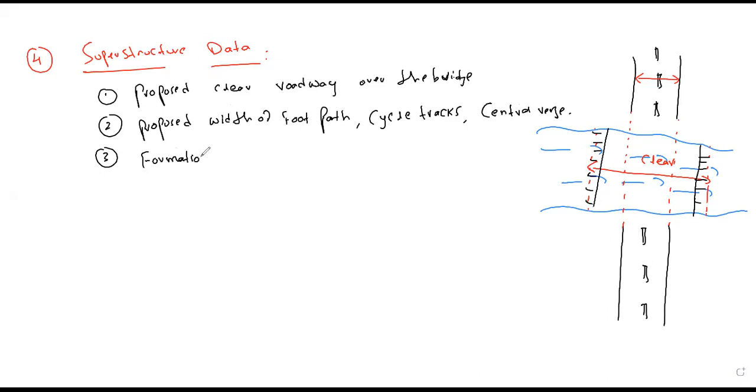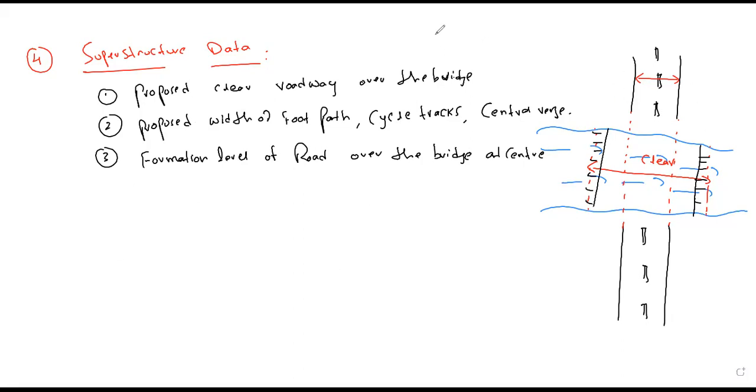What is the proposed formation level of road over the bridge, at the center? So every bridge will have a formation level. Okay. Why? Because see, this is the top view, right?